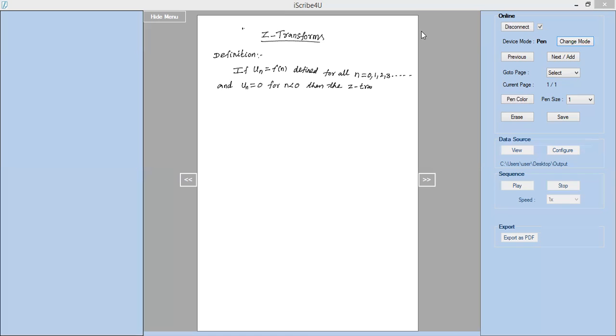then the Z transform of u_n is denoted by Z transform of u_n equal to summation of n equal to 0 to infinity u suffix n into z power minus n. This one I'll take as equation 1.